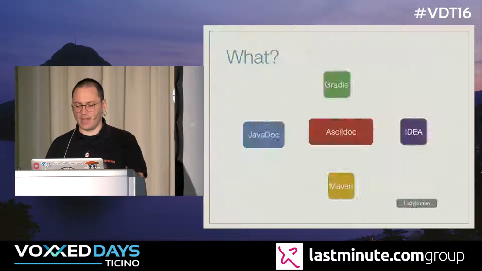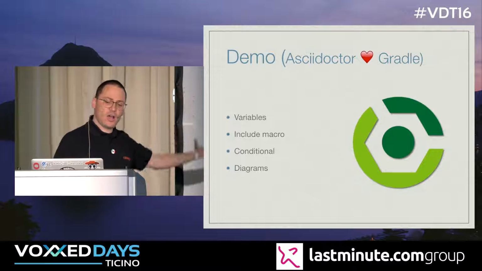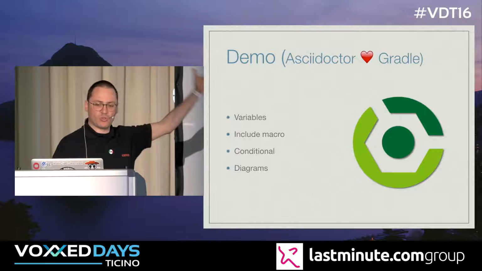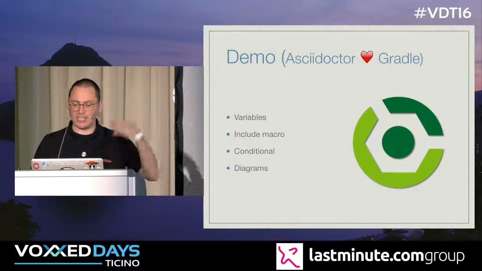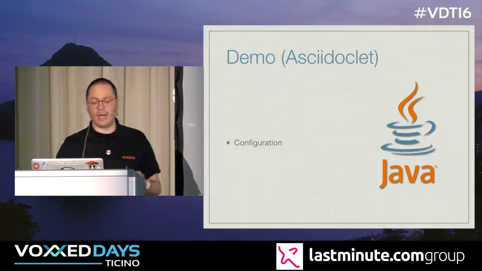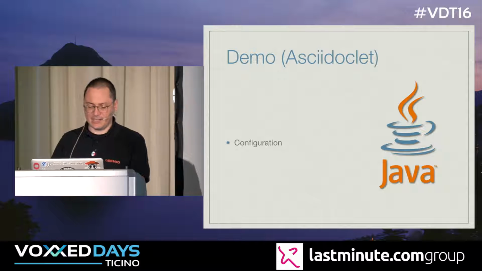Okay, yeah, we went to that. So we saw some demos of Gradle builds. We showed variables or attributes, include macro, conditionals, diagrams. We also saw the same thing in Maven. Oh, I didn't show Asciidoc, and this is nice.